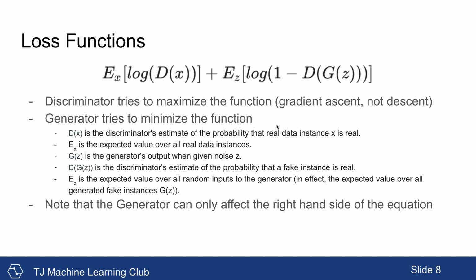Okay, and one important thing to note is that in this expression, the discriminator is involved in both the left-hand side and the right-hand side, right? But the generator is only involved in the right-hand side. So the generator can't actually change what's going on here because the only things involved here are the discriminator and the real images. And the generator has no impact on either of those two things. So the generator can only affect this side of the equation. The discriminator can actually affect both, but the generator can only affect this side. Okay, so let's walk through some examples to get a better sense of what's happening.